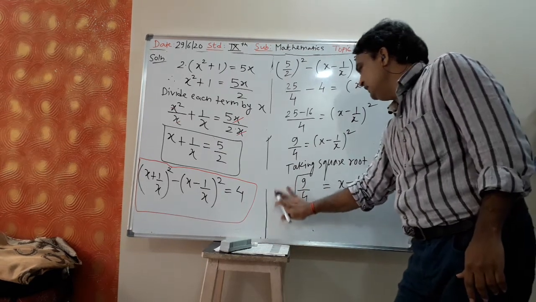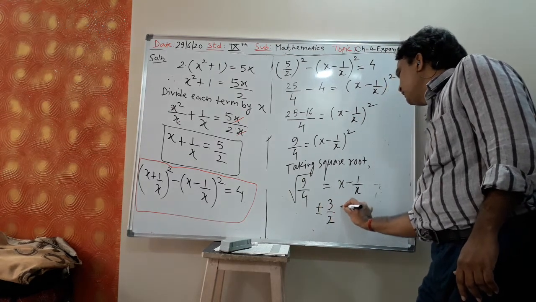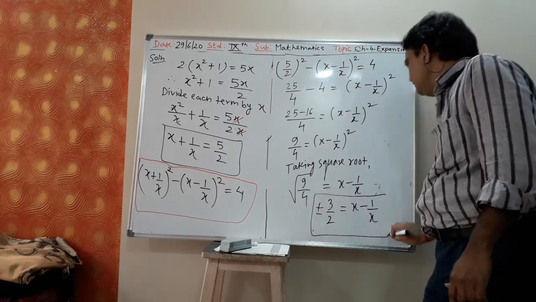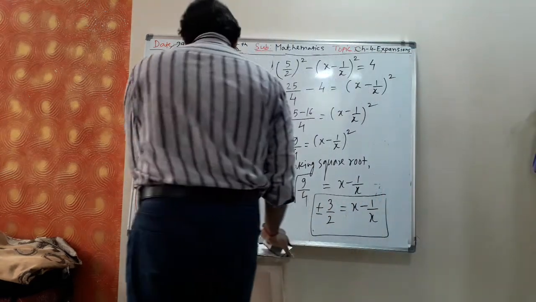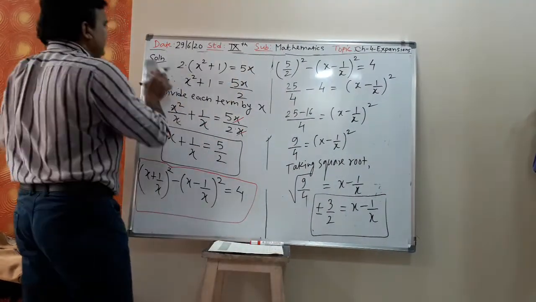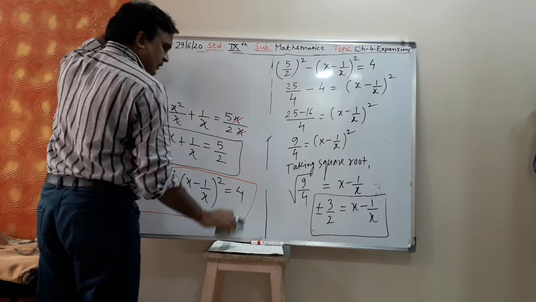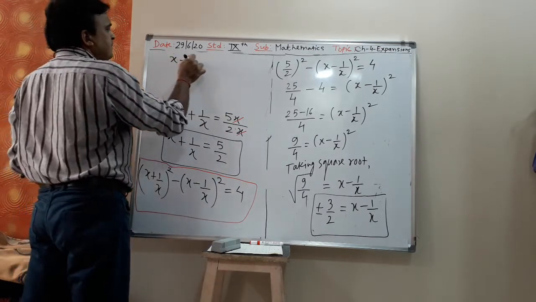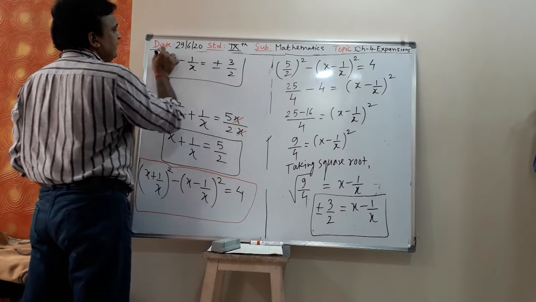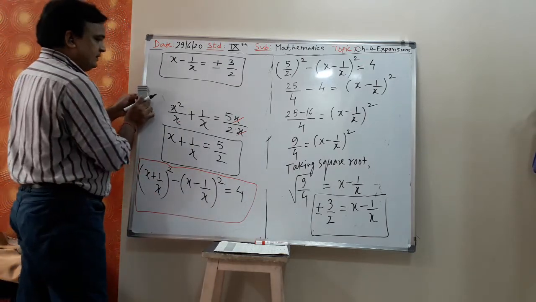Square root of 9 by 4, I will write plus minus 3 by 2. Square root of 4 is 2, no? So it will be plus minus. You have to be very careful. If it is not given positive, you have to take both the signs, plus sign also, minus sign also. So our final answer, x minus 1 upon x is plus minus 3 by 2. This is the value of x minus 1 upon x. So this has two values, one is plus, other is minus.